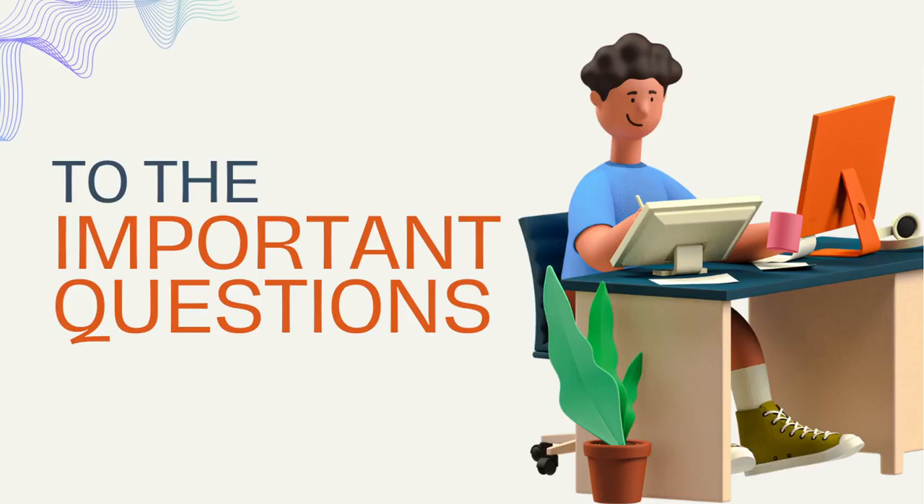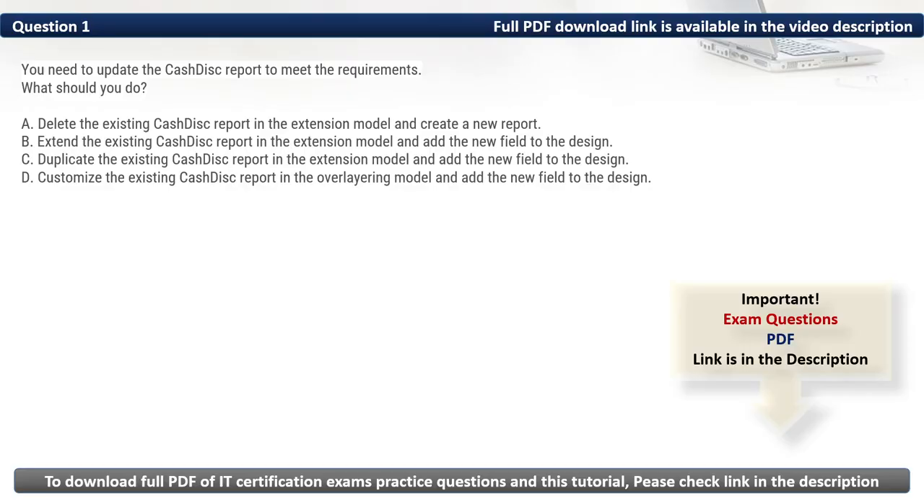To the important questions. Question 1. You need to update the cache disk report to meet the requirements. What should you do? Firstly, let's eliminate the incorrect options. We have A. Delete the existing cache disk report in the extension model and create a new report. Deleting and recreating the report removes existing functionality and is unnecessary.